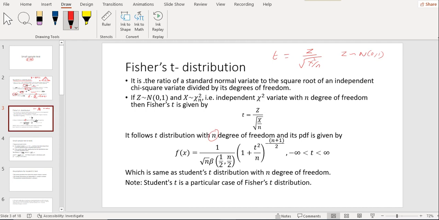So what will happen in this case, t is the ratio of a standard normal variate upon the square root of a chi-square distribution upon n degrees of freedom. Okay, so this is how we can define the t distribution here.